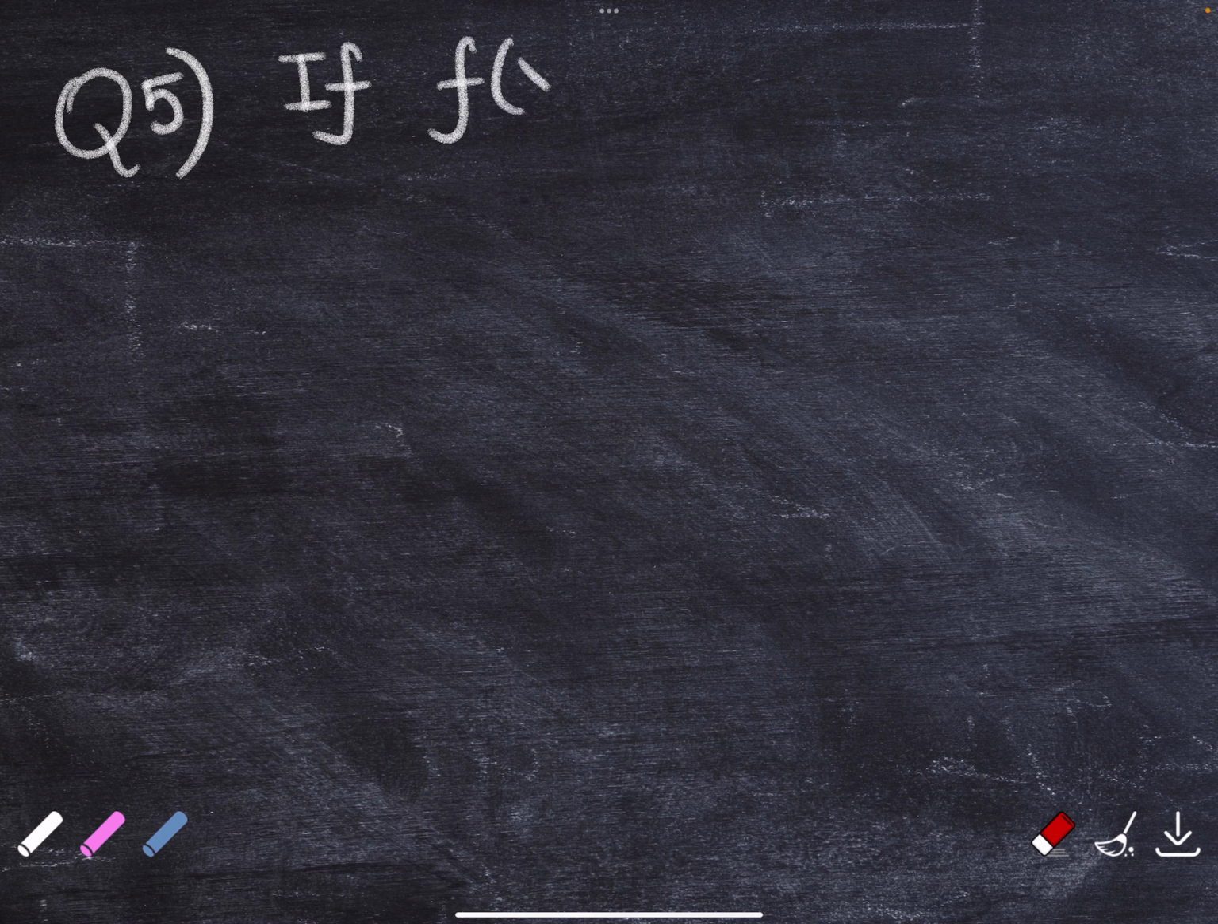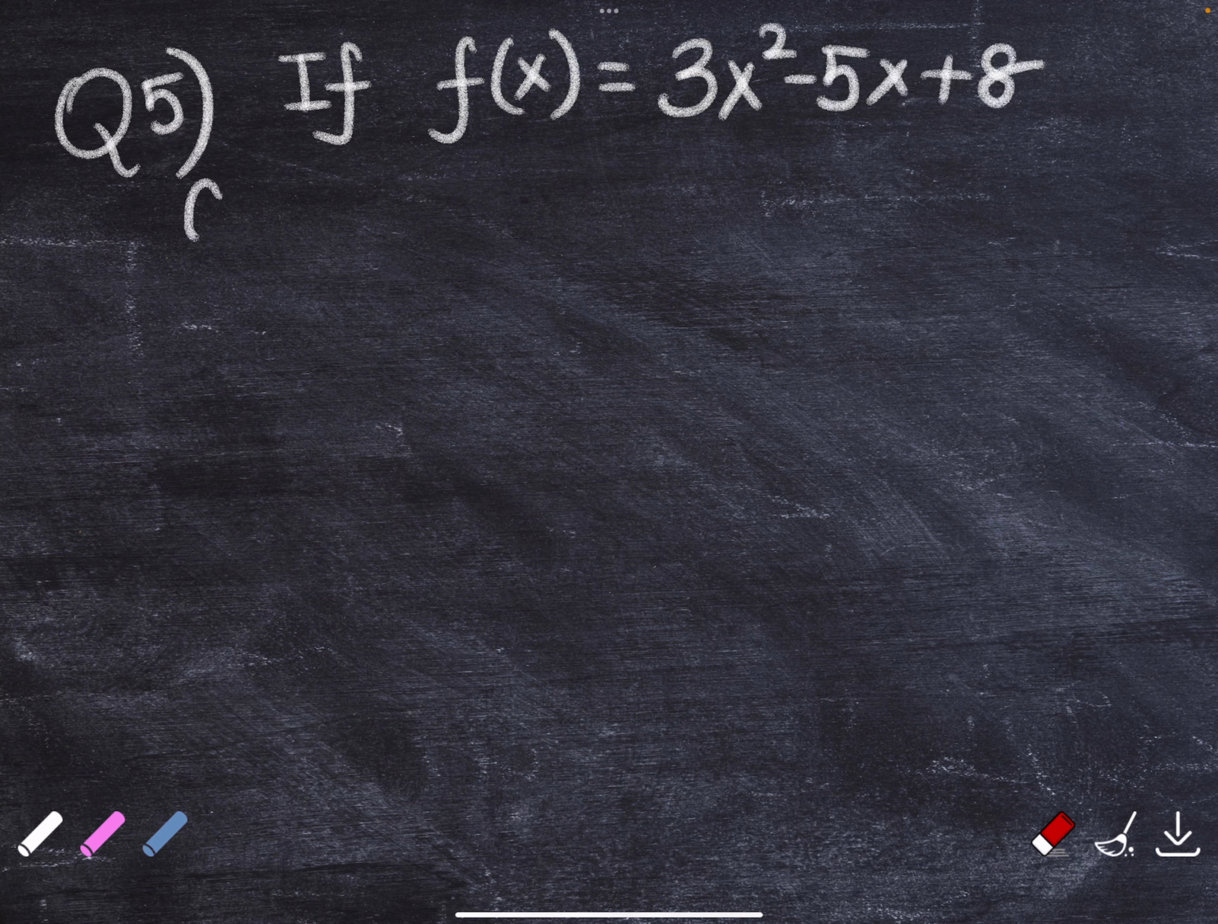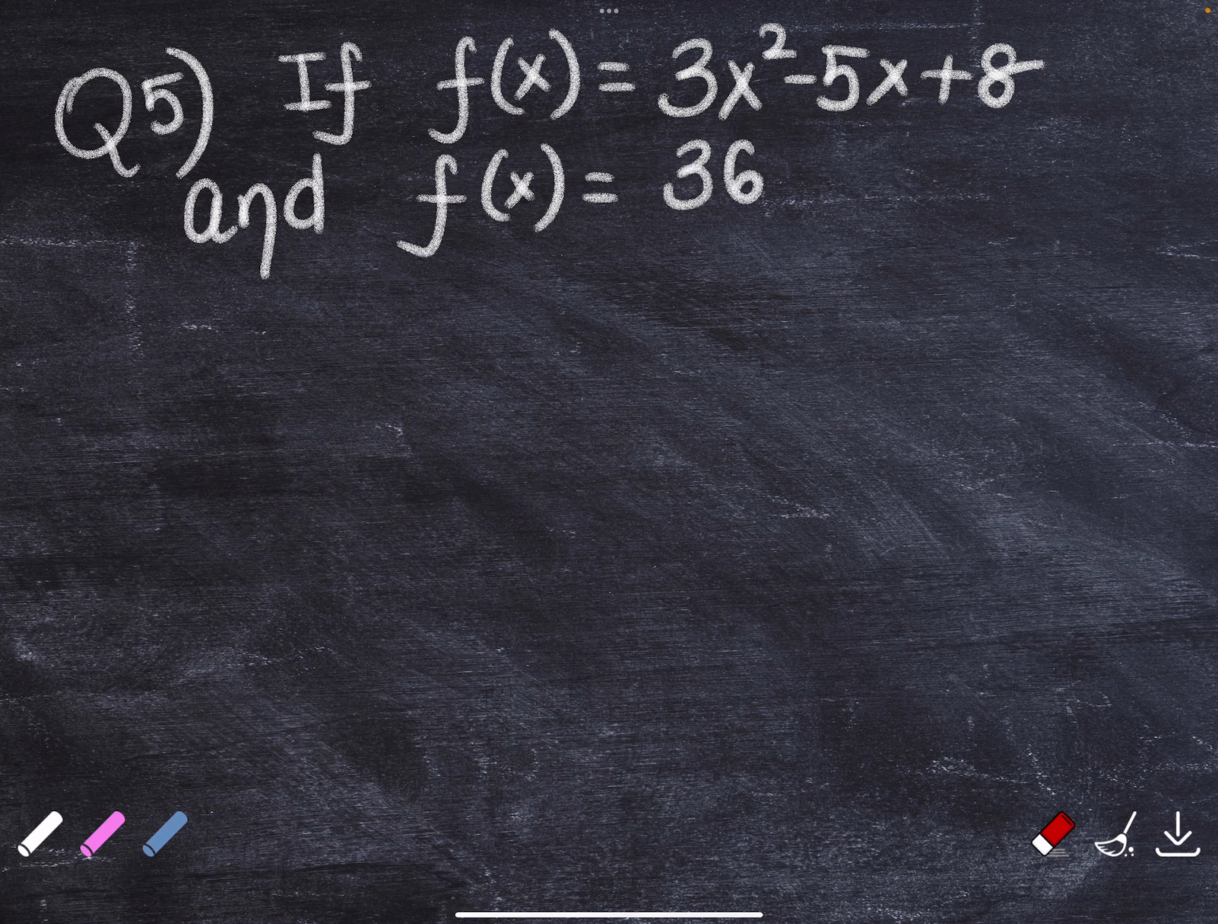All right, next question. Question number 5 says if f of x equals 3x squared minus 5x plus 8 and f of x equals 36. So two values of f of x are given to us, two expressions. One is 36, other is an algebraic expression. Then they are telling us to find the value of x.